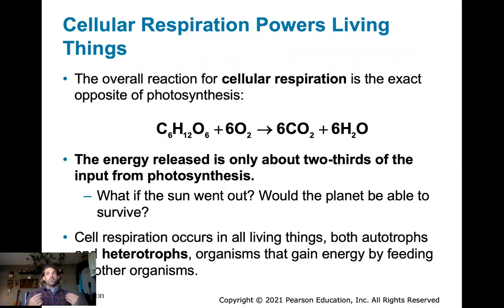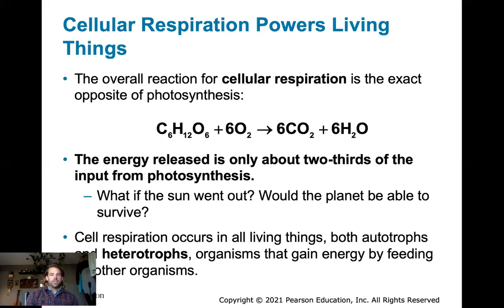So in other words, think about it this way. What would happen if the sun went out? Would the planet be able to survive? The answer, of course, is no, because the amount of energy that the sun puts into this and the amount of energy that cellular respiration utilizes and releases is a diminishing amount of return, right? So we need constant input from the sun in order for this planet to survive, okay?